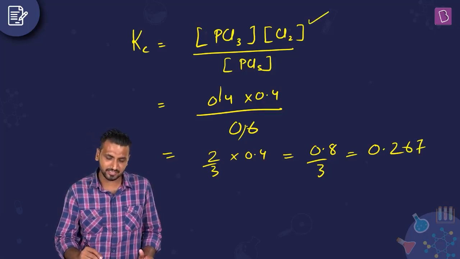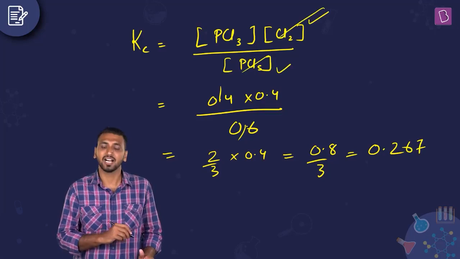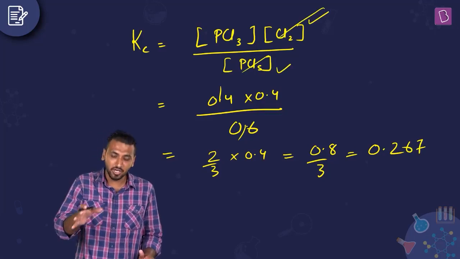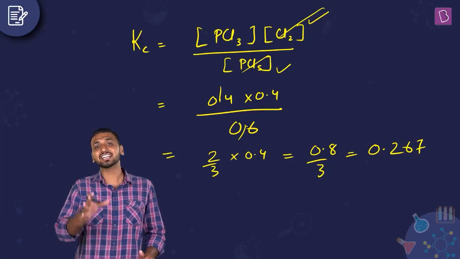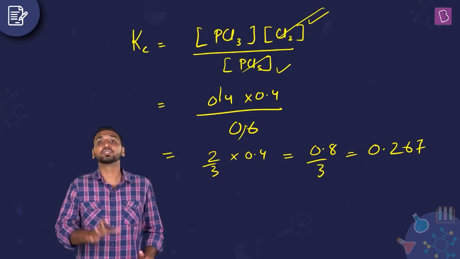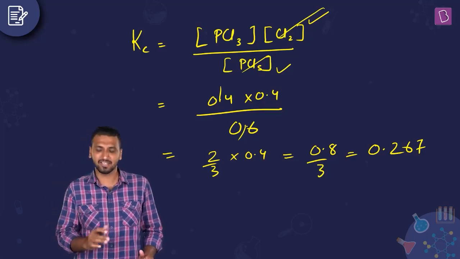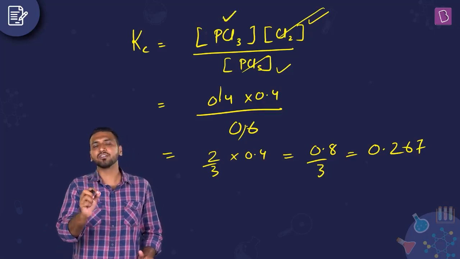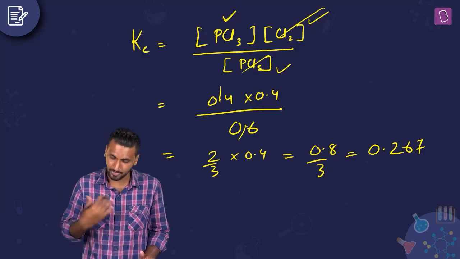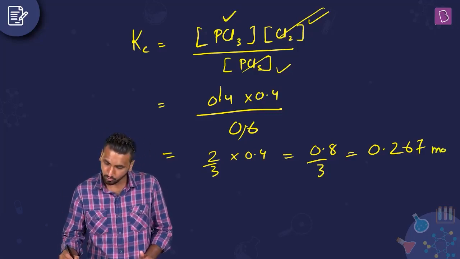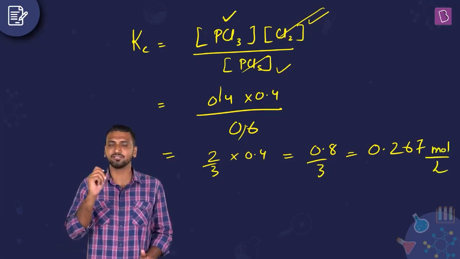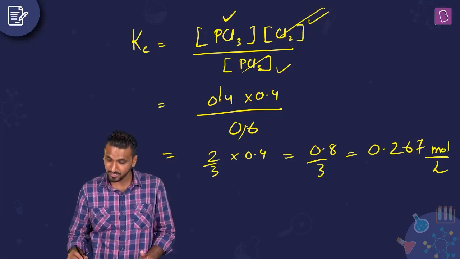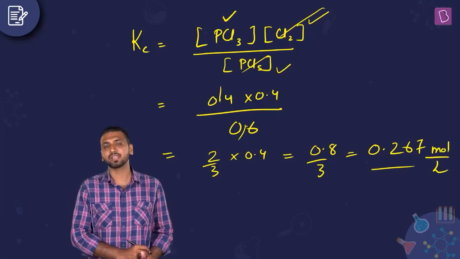See, this is concentration, cancel. I am cancelling the unit of concentration of Cl2 with PCl5. So what will be left is only the unit of concentration of PCl3. So that will be mole by liter. So the final answer to this question should be 0.267 mole per liter.